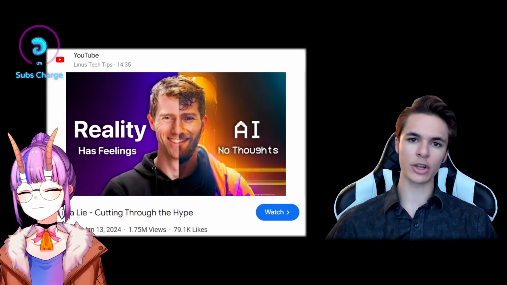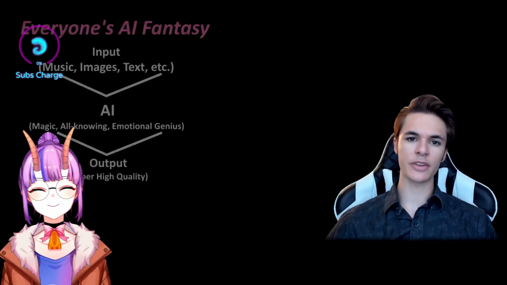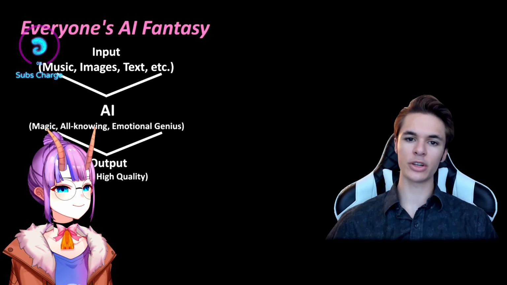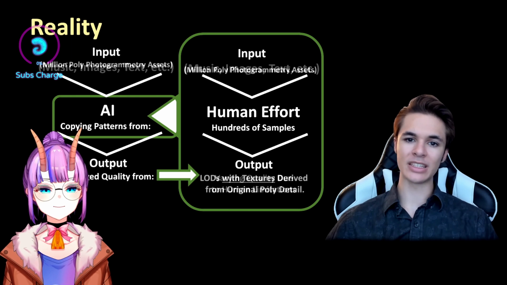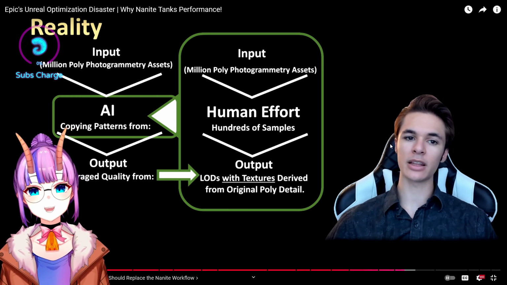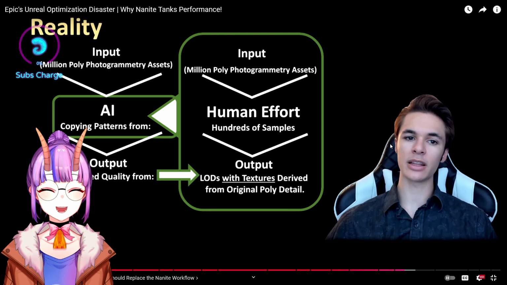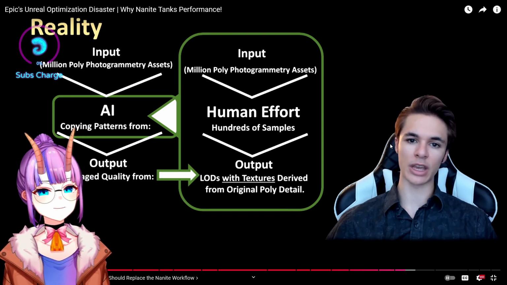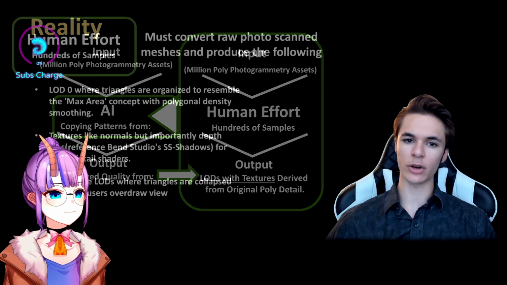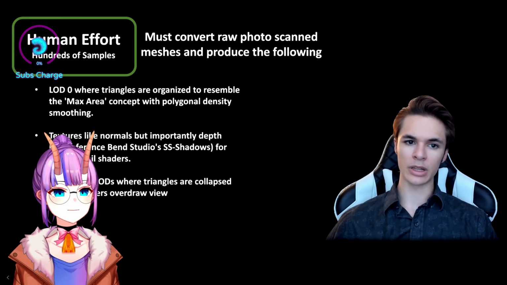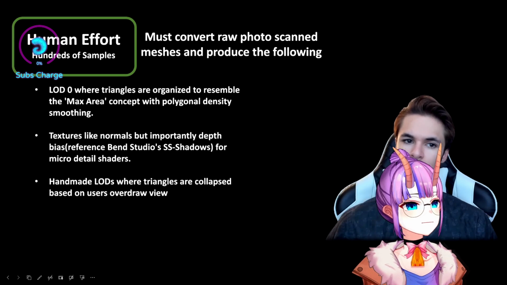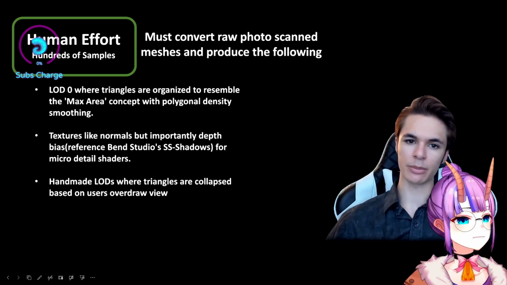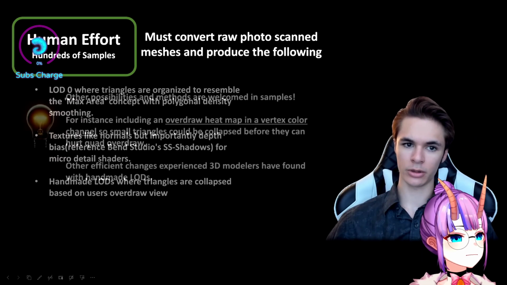Thanks to a recent video by Linus Tech Tips, they demystified AI as a program that is very good at recognizing and replicating patterns. What we need is a deep learning model that can analyze the original photogrammetry scans, including topology that follows the maximum area concept, depth bias and normal maps deriving from the original micro-geo detail, and LODs that collapse subpixel detail based on overdraw.